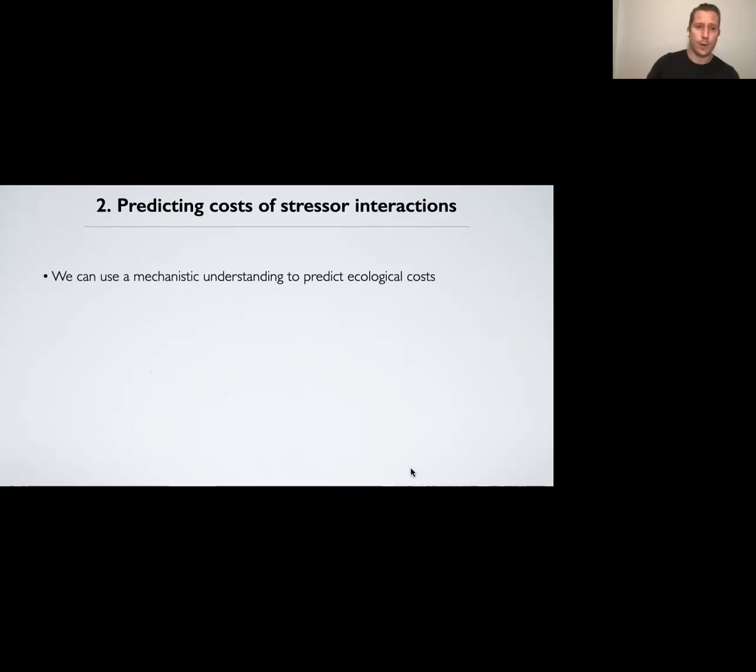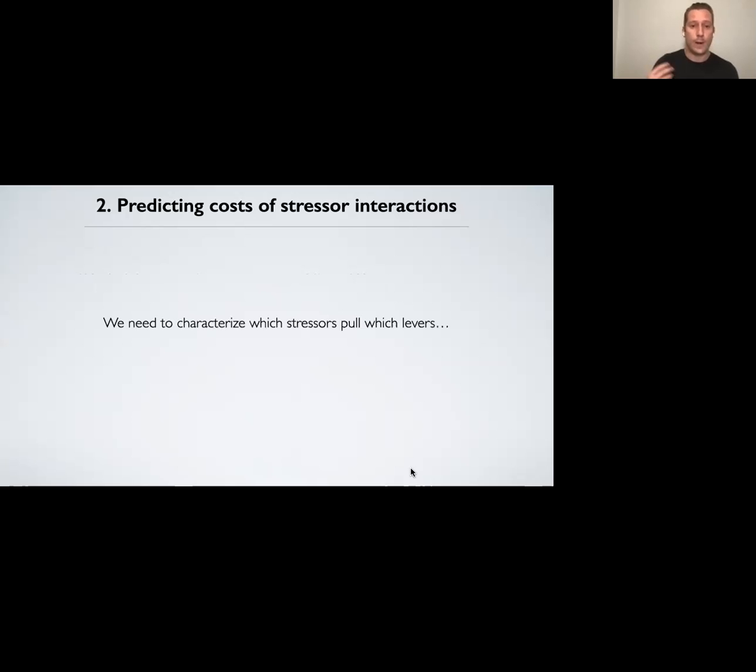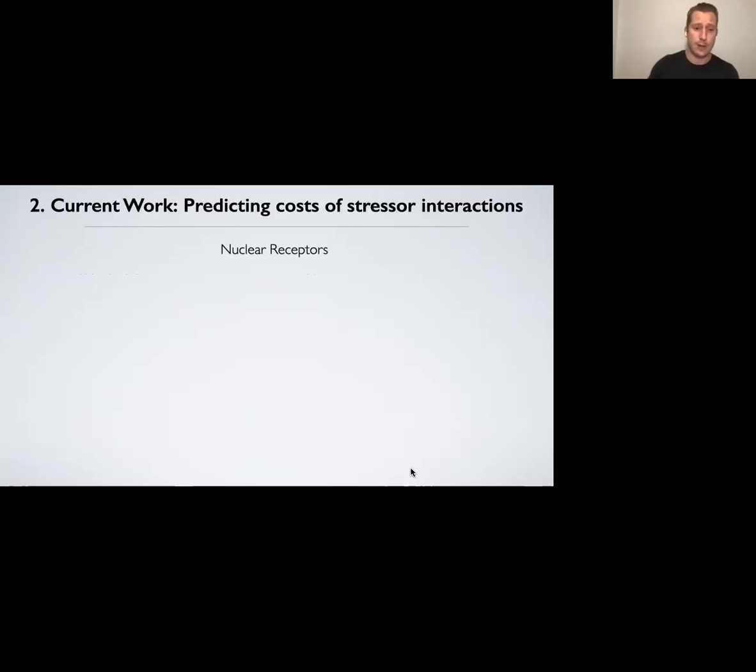So I'm going to shift into work that I'm getting off the ground right now, and that's using these mechanistic understandings to predict ecological costs. But in order to do this, again, we really need to know which levers are pulled for which environmental stressors. And I've chosen to focus specifically on nuclear receptors. Nuclear receptors function as transcriptional regulators, but they also respond to small signaling molecules, endogenous or exogenous signaling molecules.